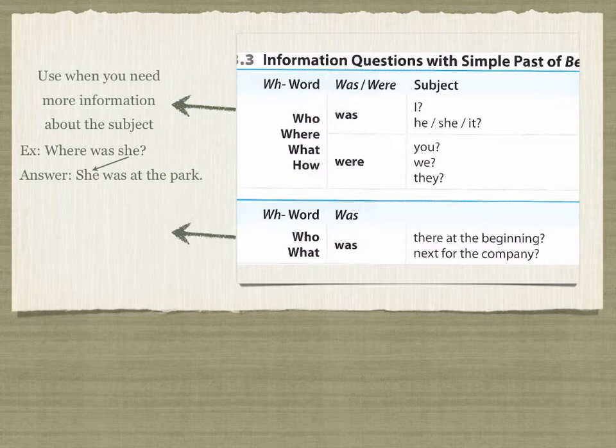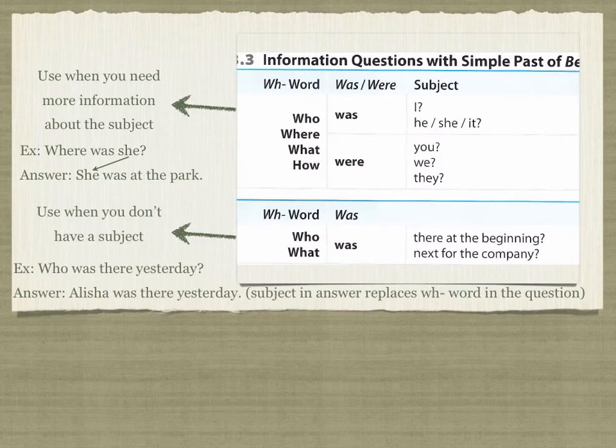The second chart is the WH word without a subject, okay? This one, again, you use when you don't have a subject. An example is, who was there yesterday? Alicia was there yesterday. Okay, in this one, the subject replaces the WH word in the question.